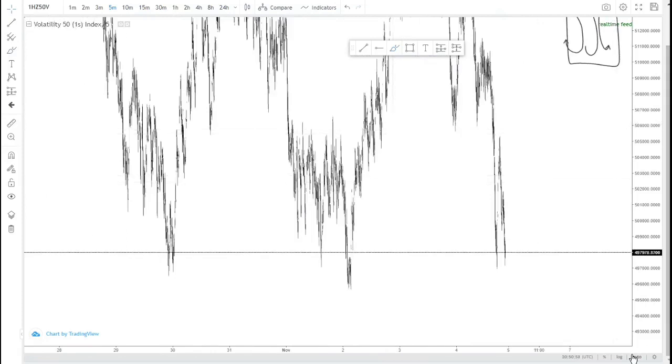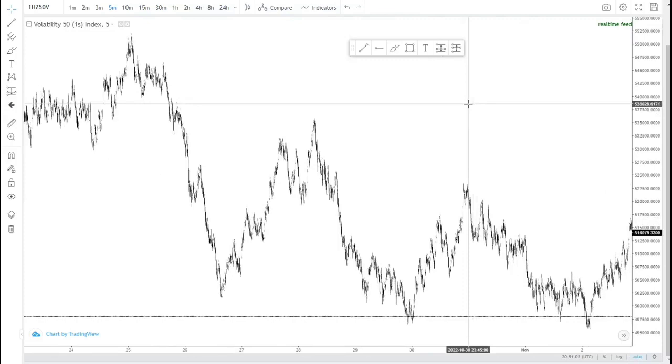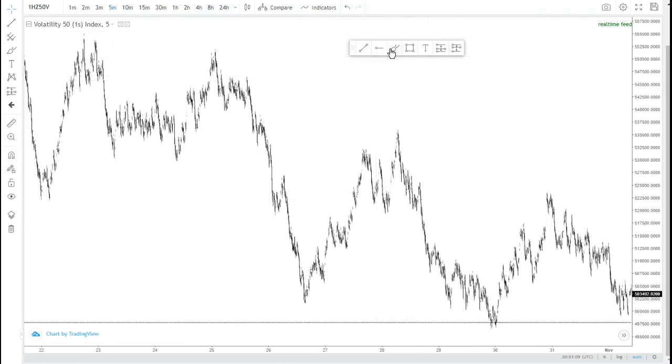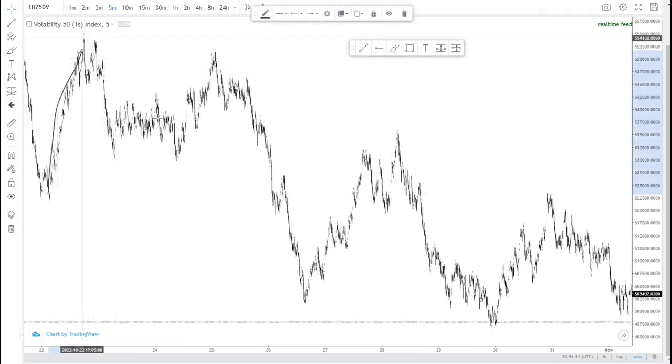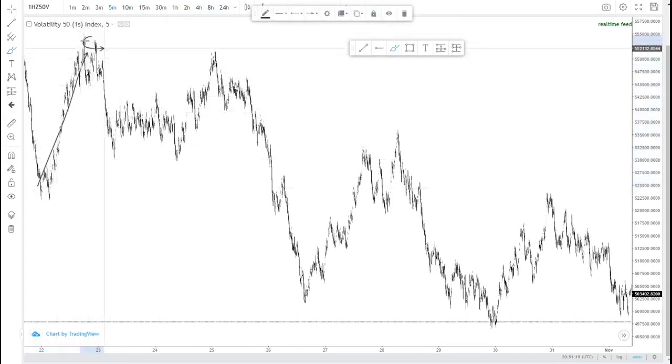So the first thing is, zoom out to the maximum and judge price from there according to its nature. So we're on the V50s, and what we can see in price movement is that price went up and created this high.